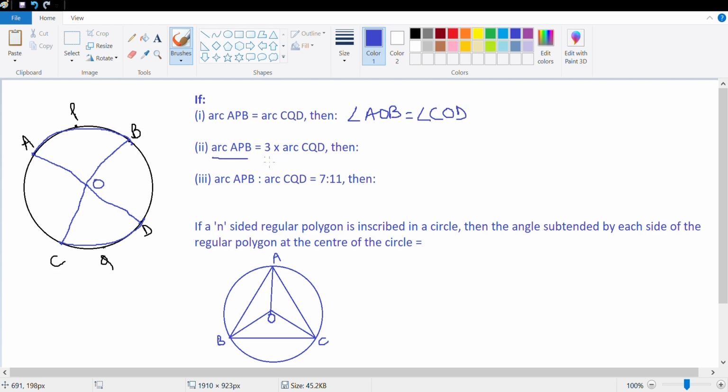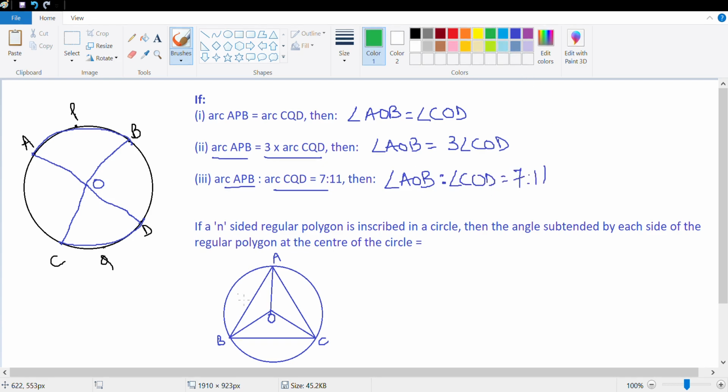Similarly, if the length of one arc is 3 times the length of the other arc, then the measure of the angle at the center would be 3 times the measure of the angle at the center of the other arc. Similarly, if the arcs are in a certain ratio, in this case 7:11, then the angle subtended at the center would be in the ratio 7:11, which is the same ratio.